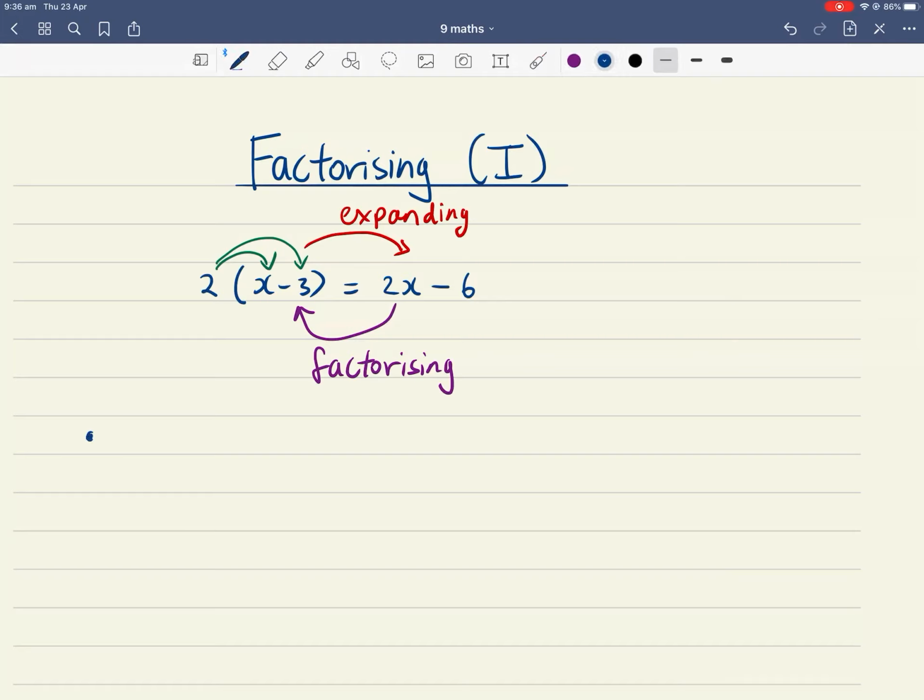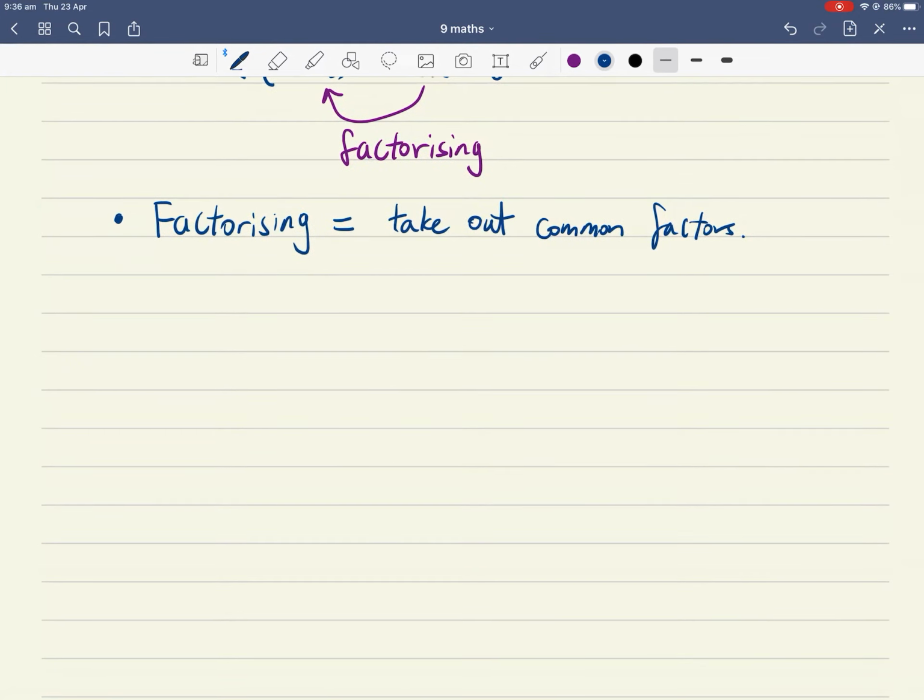So let's write that dot point down. So factorising means to take out any common factors. So let's have a look at example 1.